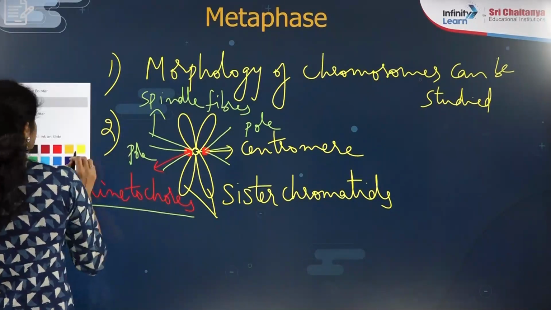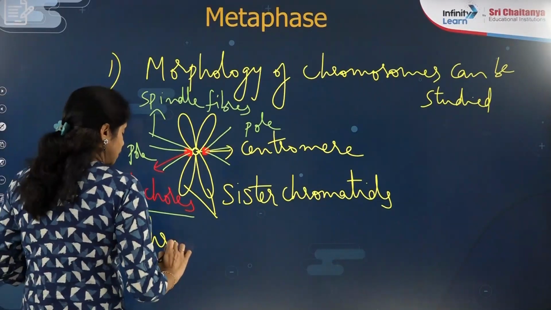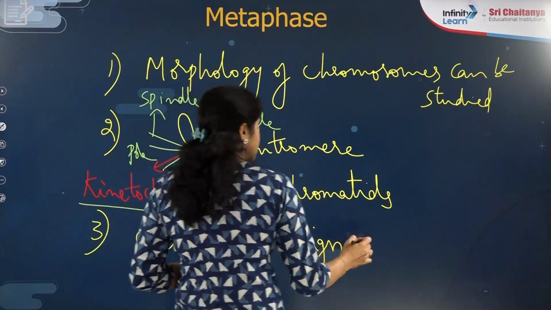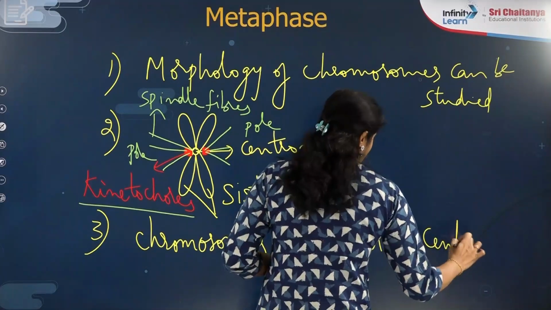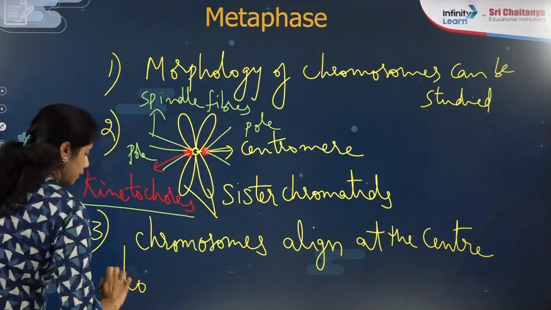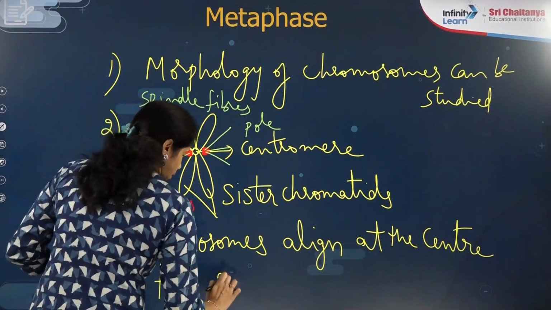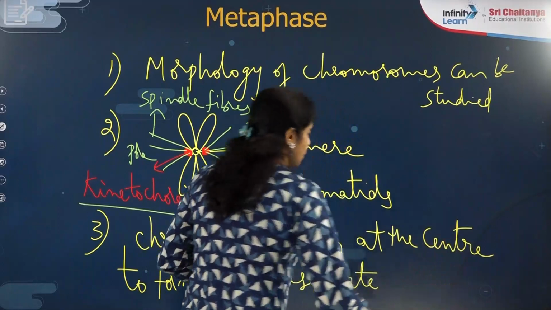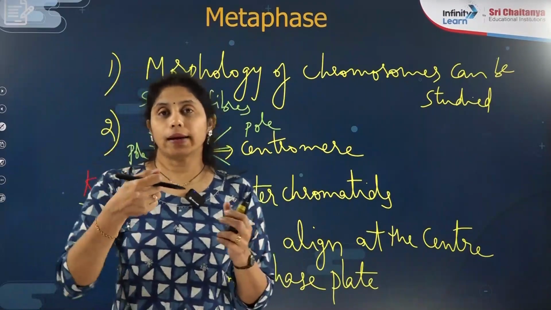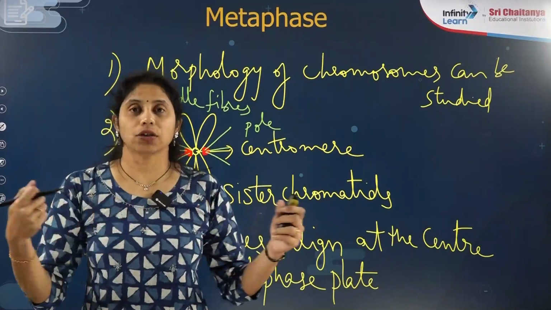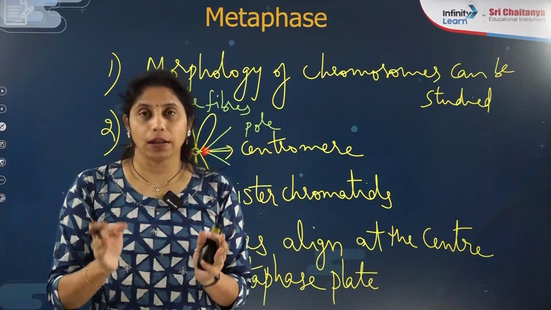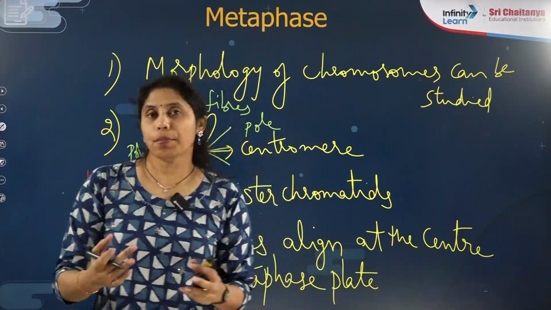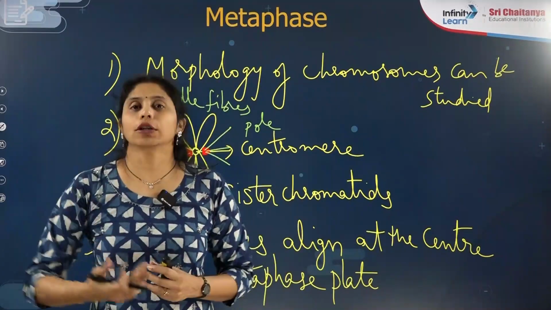The third event which happens here is chromosomes align at the center to form the metaphase plate or equatorial plate. The chromosomes are already attached to the spindle fibers. With the help of the spindle fibers' contraction and relaxation, all the chromosomes of that cell will be aligned exactly in the center or equator to form the metaphase plate. This kind of alignment is very important for the proper distribution of genetic material to the daughter cells.